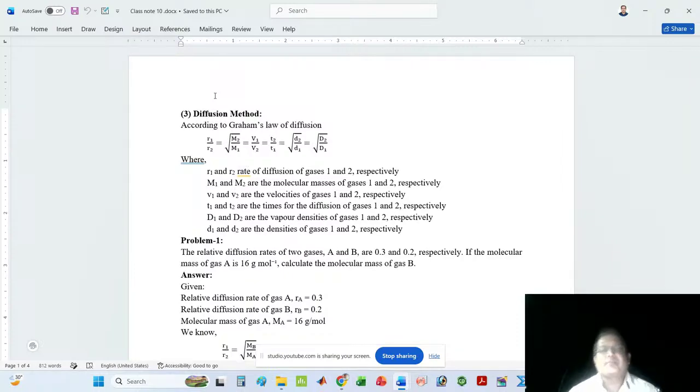Hello student. In the previous class, I discussed the different methods for the calculation of molecular mass. I clearly explained the diffusion method.